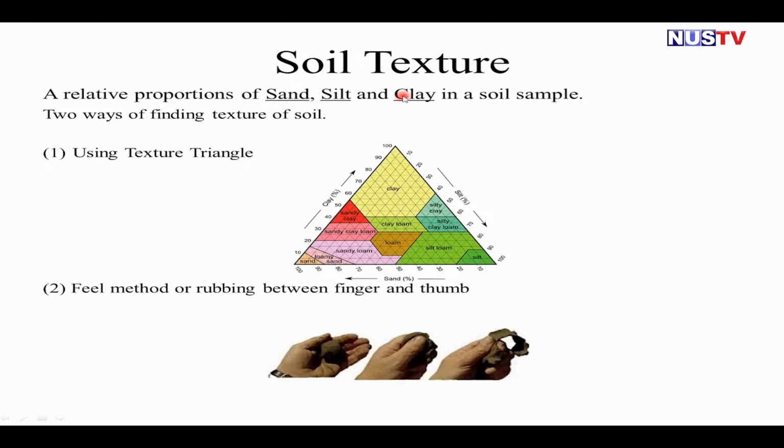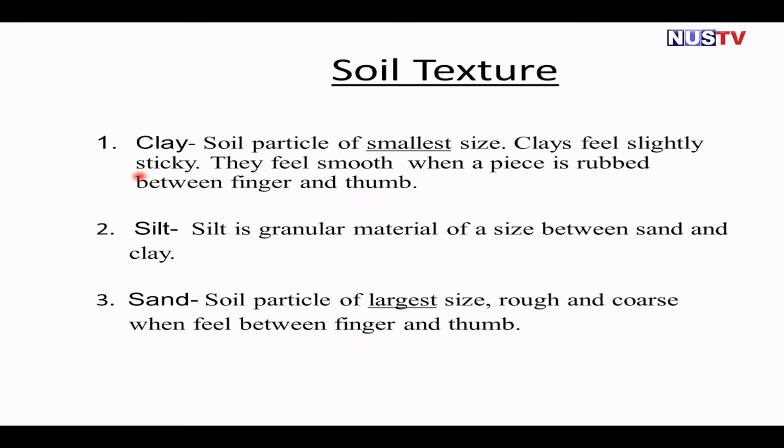The three soil particles are mainly the clay, the silt, and the sand. Later on in our lesson, we will discuss more about the three soil types: clay, silt, and sand. Clay is a soil particle of smallest size.